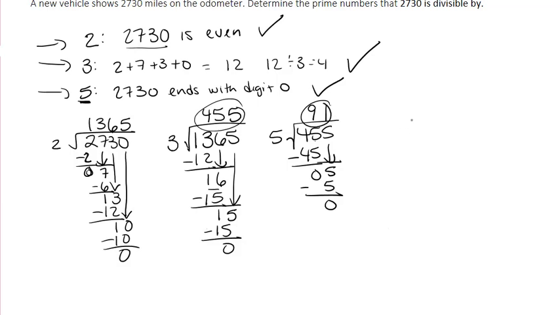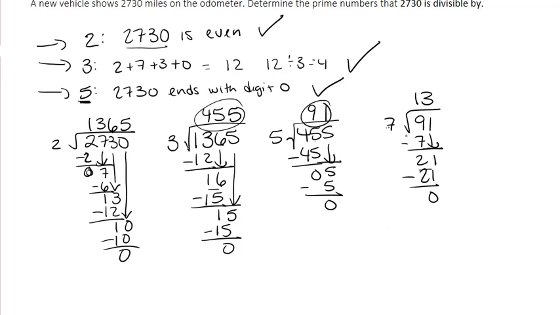91. So we're going to go ahead and see if we can divide it by 7, because that would be the next prime number to look at. So 7 can go into 9 1 time. 7 times 1 is 7. Subtract, we get 2. Bring down the 1. Now 7 can go into 21 3 times. So 7 times 3 is 21. And we subtract and we get 0.